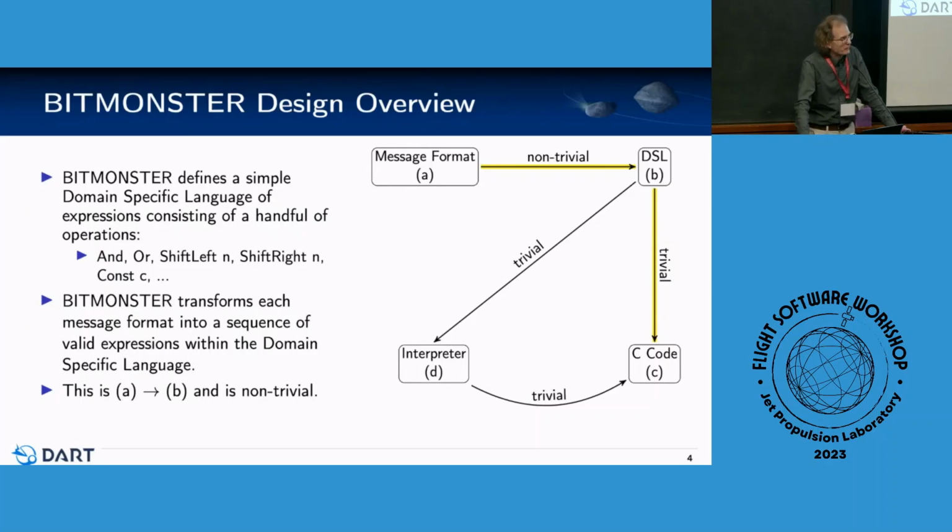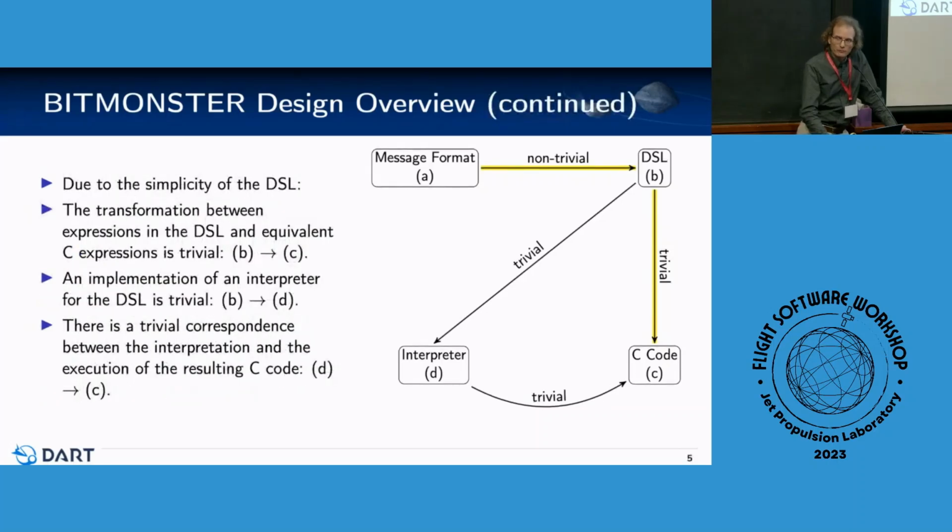The work of BitMonster is to read in that message format and generate a sequence of instructions for that virtual machine. And that is arrow A to B at the top. So that's the message format to the domain-specific language. And I consider that to be the non-trivial step of BitMonster. The yellow parts, again, are the parts that are actively involved with the code generation. The white parts are important for the verification side.